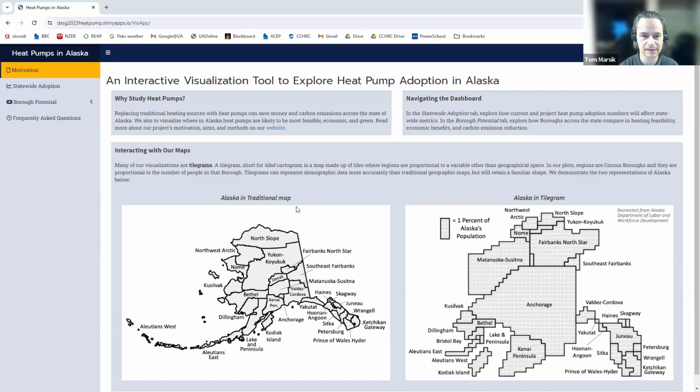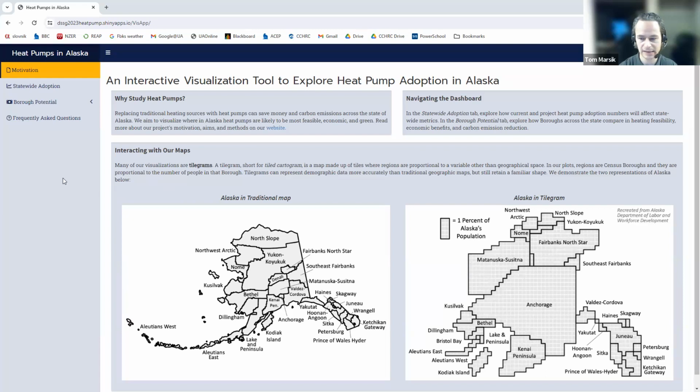Sorry about that. So again, it's an interactive visualization tool to explore heat pump adoption in Alaska. I should point out that the maps they are using in this tool are modified to reflect population. So Anchorage, on the normal map, for example, is just a dot on a map, while Anchorage is the biggest population center in Alaska. So here they use a modified map that reflects the population. So here Anchorage has the biggest area of the map because it's the biggest population center. So when you see the maps in this tool, you know why they are the way they are.